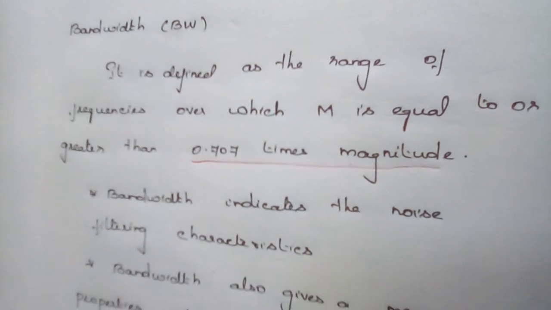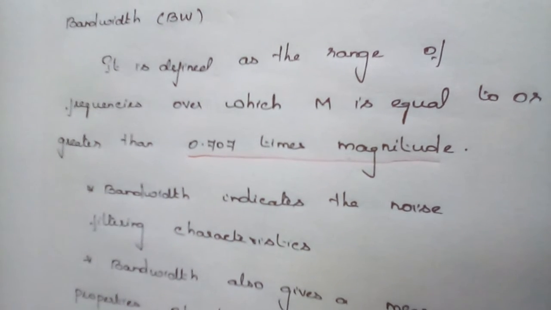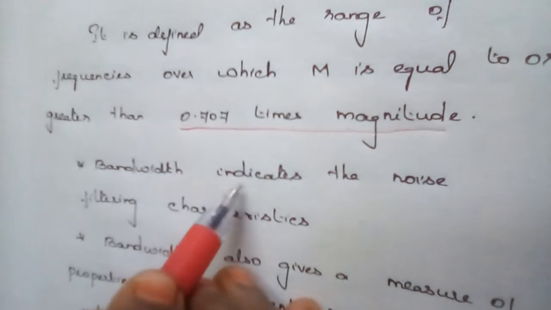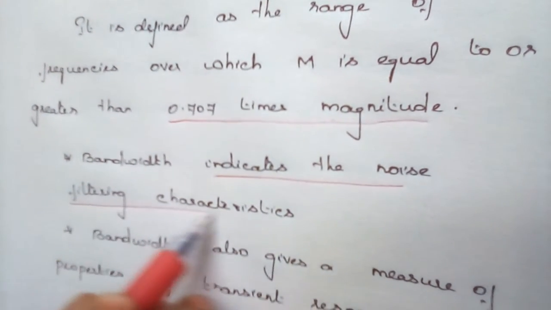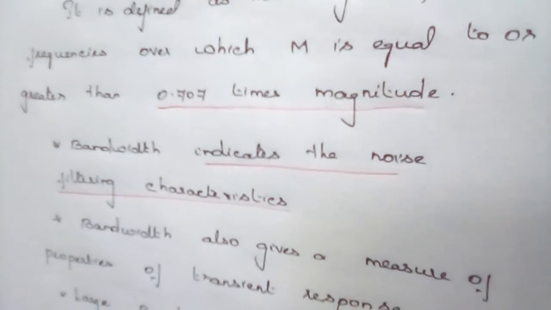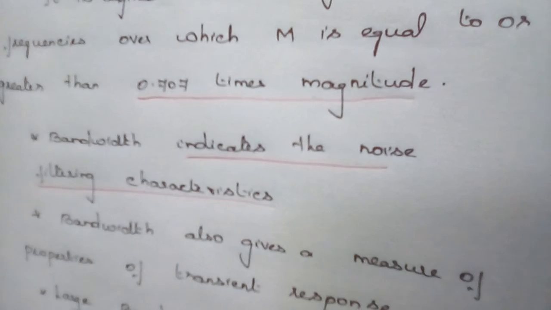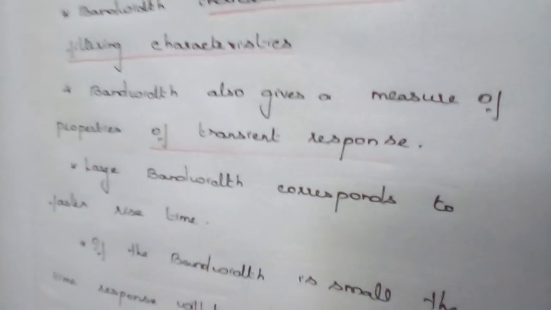What does the bandwidth say? The bandwidth indicates the noise filtering characteristics. Bandwidth also represents the measure of properties of transient response. So these are the two cases which are identified by the bandwidth.